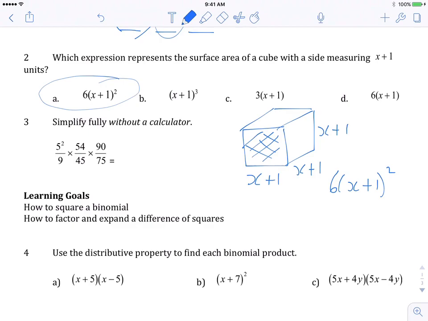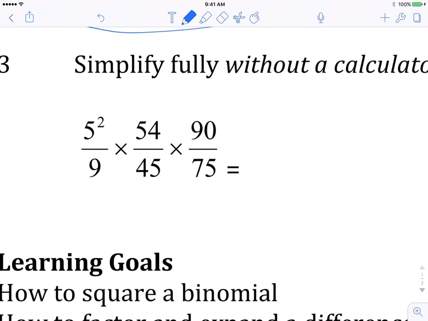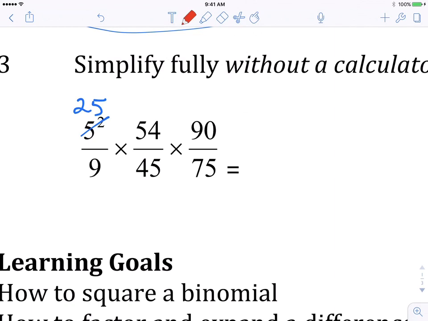Simplify fully without a calculator. This question wants to see if you know how to cross reduce. So first off, we're going to make that 25, because 5 squared is 25. And then in terms of cross reducing, we are going to look at 25 divided by 25 is 1. And I'm going to cross reduce that with 75. 75 divided by 25 is 3. Then we'll look at 9 divided by 9 is 1. 90 divided by 9 is 10.